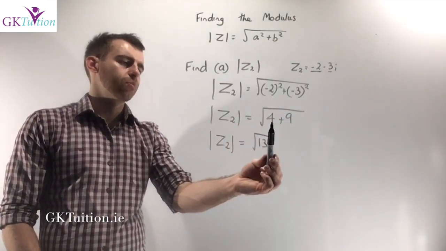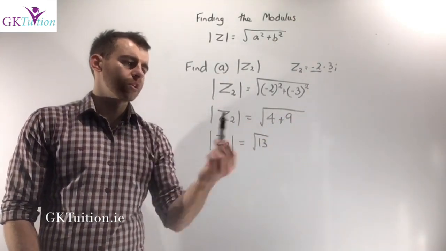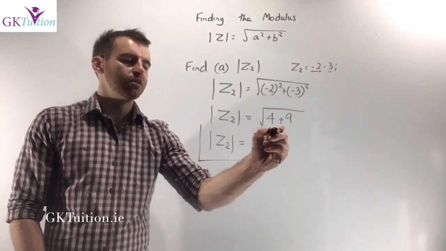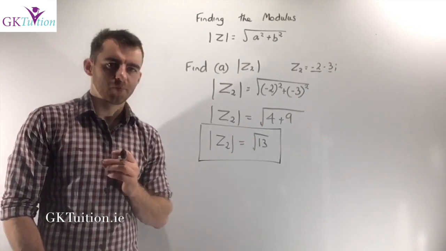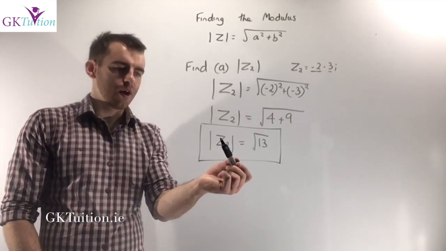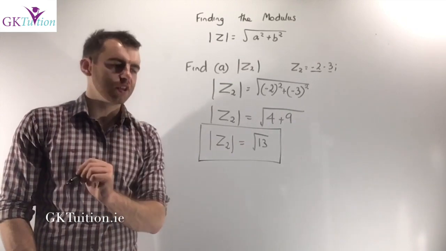Minus 2 by minus 2 is plus 4, minus 3 by minus 3 is plus 9. And 4 and 9 add up to 13. So the modulus of Z2 is the square root of 13. Remember, that means we've worked out that the distance from the complex number Z2 to the origin is the square root of 13.